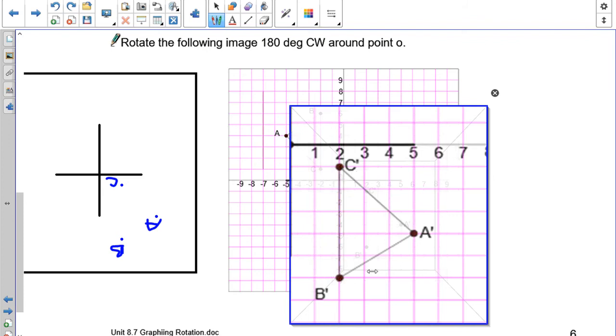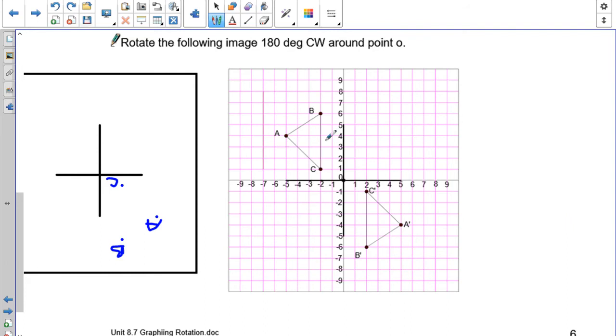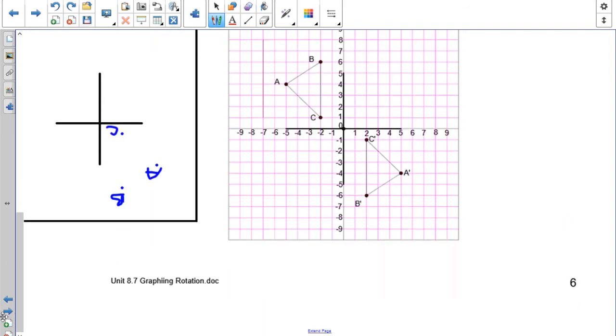When I'm marking this, I'm going to be marking probably 4 marks out of this type of question. I'm going to mark, did you actually locate A prime correctly? Did you locate B prime correctly? And did you locate C prime correctly? And that's your first 3 marks. The 4th mark is, did you label A, B, C primed correctly? If you do that, you'll get all 4 marks. So again, very straightforward. Let's go to the next page.